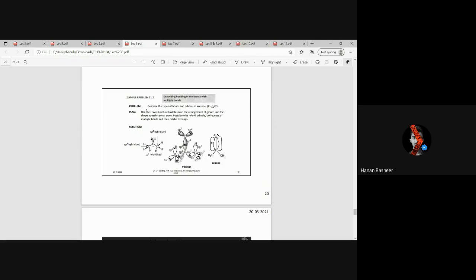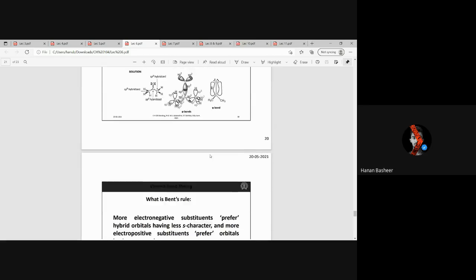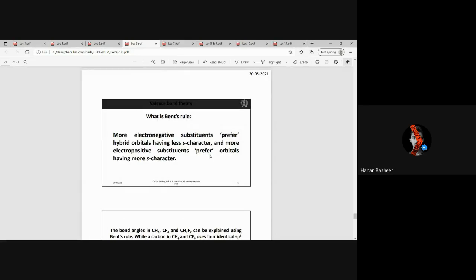Then you see, if you have a question like, describe the bonds and orbitals in acetone. So if we create the structure as follows, then we can observe that the oxygen will also have sp2, and carbons will have here sp2, sp2, and this will have sp3. Now, Bent's rule. What is Bent's rule?